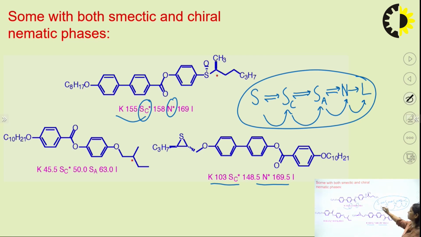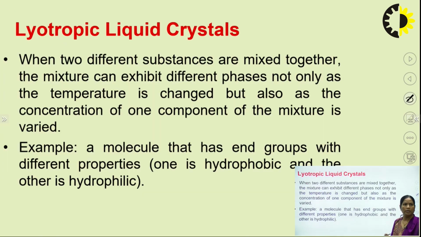The phase which is closer to solid shows more positional order. The phase which is closer to liquid shows more orientational order, or we can say less degree of positional order. So now we are moving towards lyotropic liquid crystal.